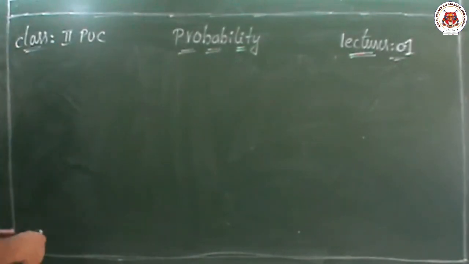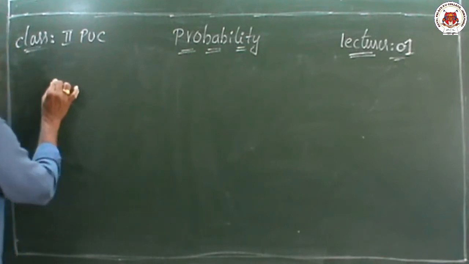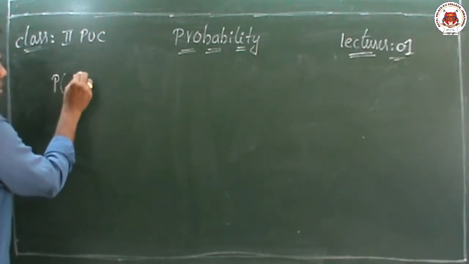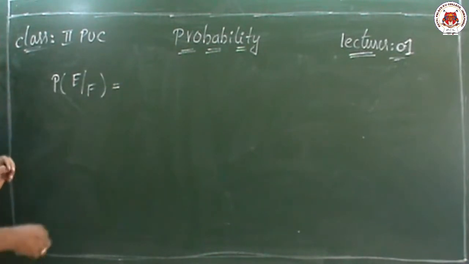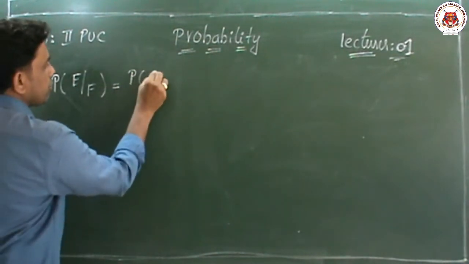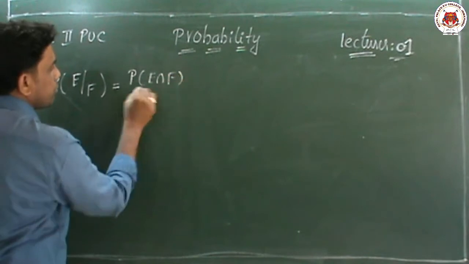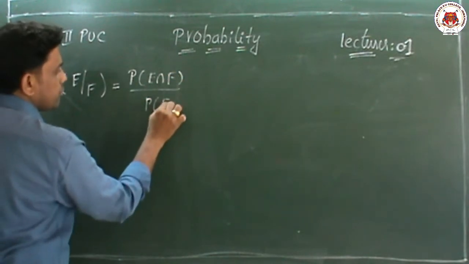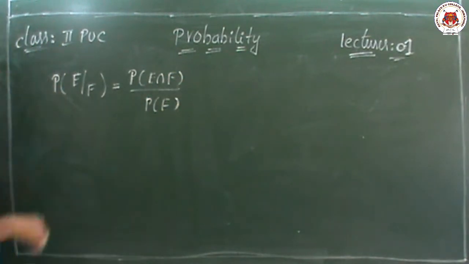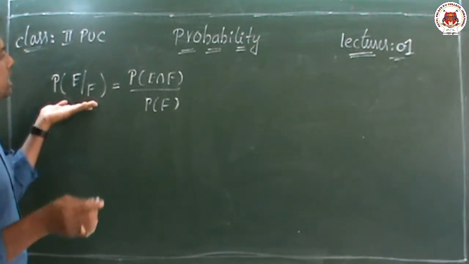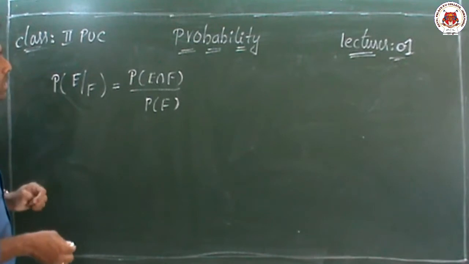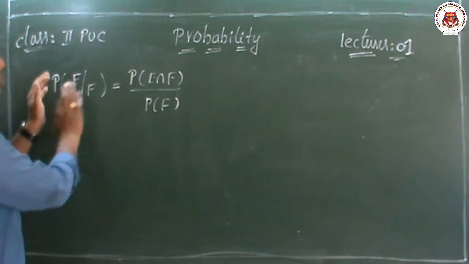So see, first of all, let me tell you one formula. What is that one? P of E by F. The formula for P of E by F is P of E intersection F divided by P of F. This is the P of E by F formula. This is called conditional probability. So what is conditional probability? We will discuss it later. First, let me show you how to use this formula.